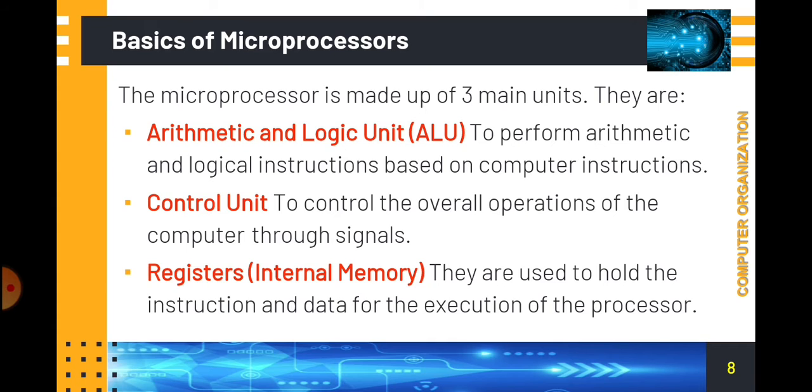Okay, if you want to increase the speed of the process, then we store the data in the primary memory, that is registers or internal memory, and then access and process the data. So registers are used to hold the instructions and the data for the execution of the process. At the time of execution, the processor can take data from the registers.